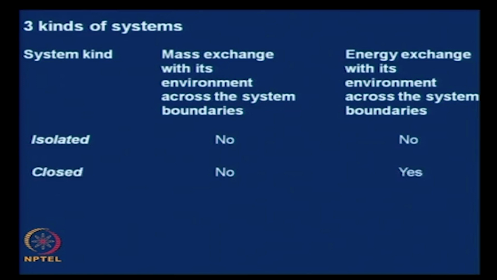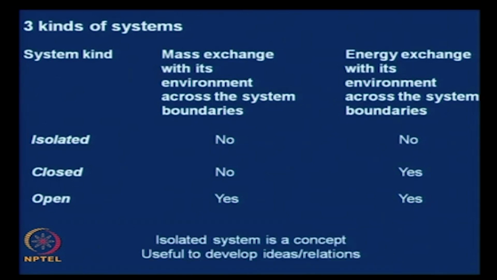The second kind of system is called a closed system, where there is no mass exchange between the system and its surroundings, whereas there could be energy exchange between the system and its surroundings. The third is an open system, where there could be mass exchange as well as energy exchange between the system and its surroundings. It is easy to imagine closed systems. You take a closed box with some material in it, and there is no way that the material could escape, whereas you can add heat to it and so on. That is a closed system.